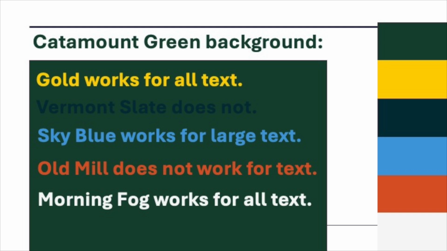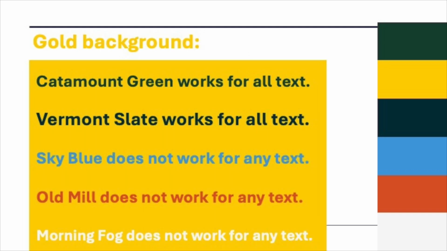dark green background. And I've done this for each of the different colors in the color palette. On a gold background, you can use either catamount green or Vermont slate for either regular text or large text. Sky blue does not work for any type of text on a gold background. Old Mill does not work for any text on a gold background, and neither does Morning Fog. That gold background is really difficult to get color contrast right if you're sticking within the UVM color palette.